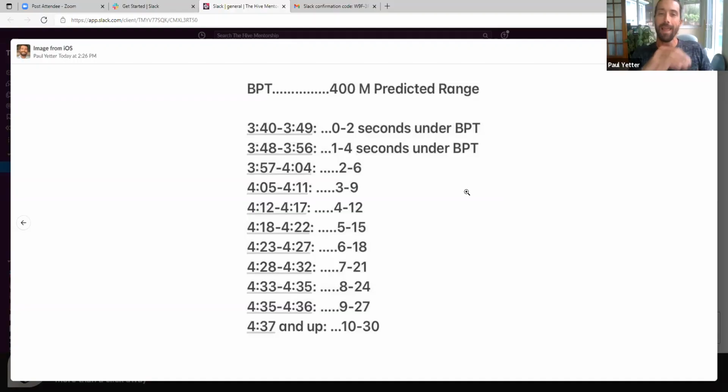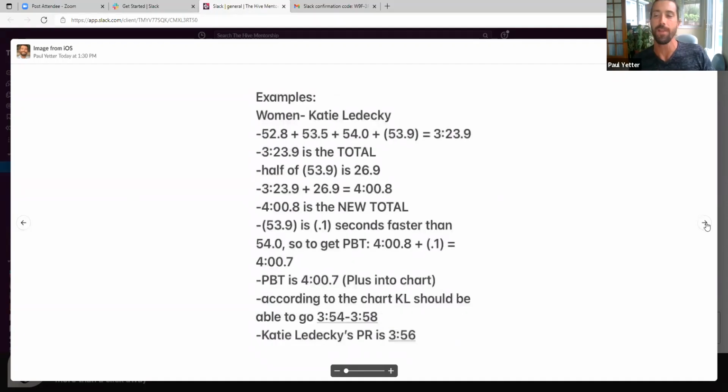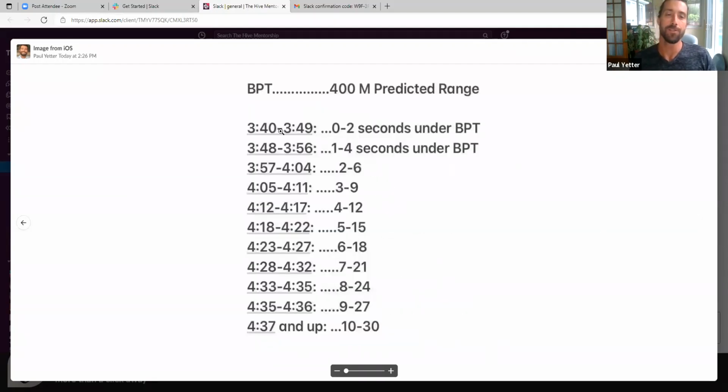For Kieran Smith, it lands him in 340. Let's go back to it so I make sure I got it correct. It lands him at 342.7. So you look on here, he's right in there. So he should be able to go 0 to 2 seconds under that.